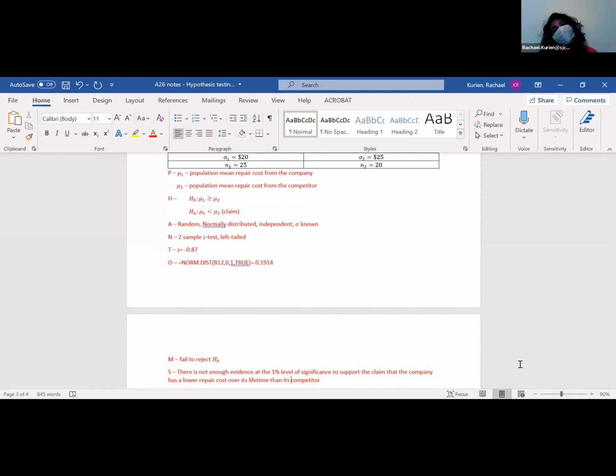So if you ever do a hypothesis test and you have something like this, there is not enough evidence, don't get discouraged. You can go back to the drawing board and collect more samples.